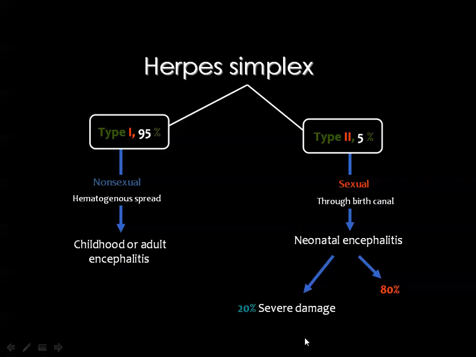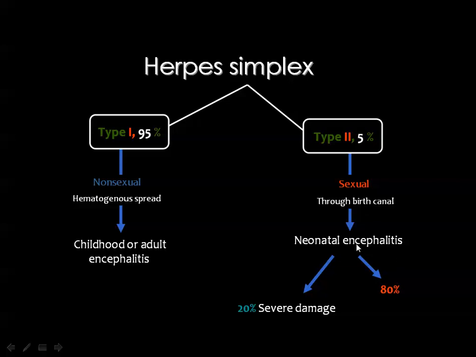Then herpes simplex is one of the viruses responsible for encephalitis. There are two main types. Type 1, which is very common, represents about 95% of the cases. This is transmitted non-sexually through hematogenous spread and usually affects children and adults. But the fatal type, which is type 2, is rare, 5% of cases, sexually transmitted through the birth canal.